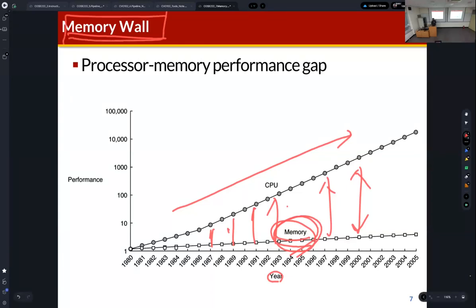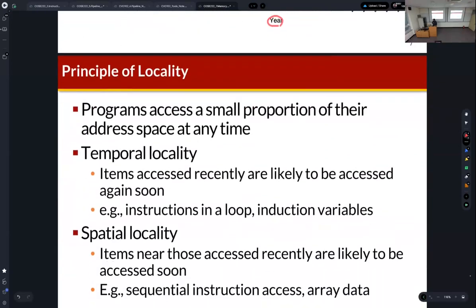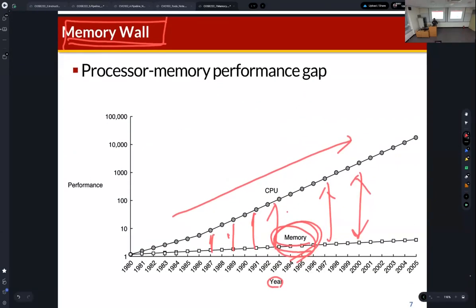This is a very popular term in the computer system. Then how can we handle this issue, the slow memory issue?